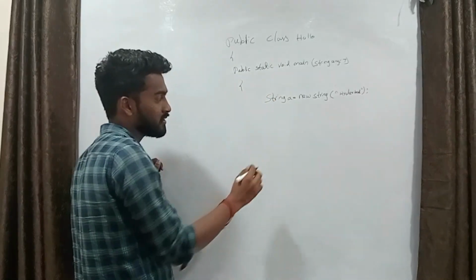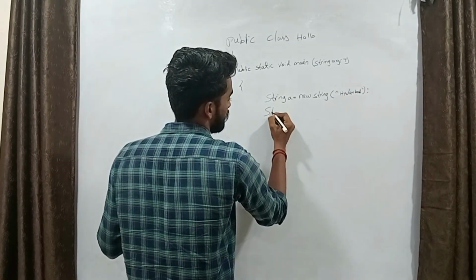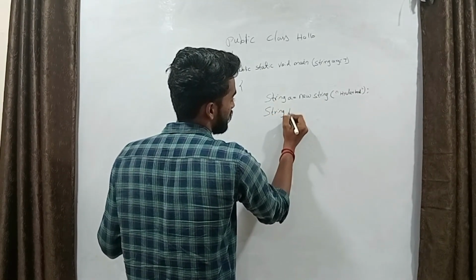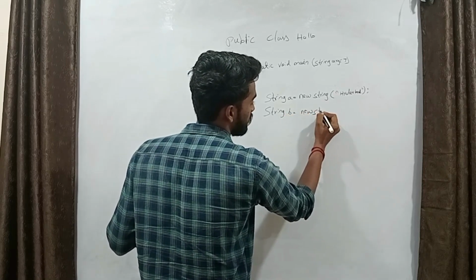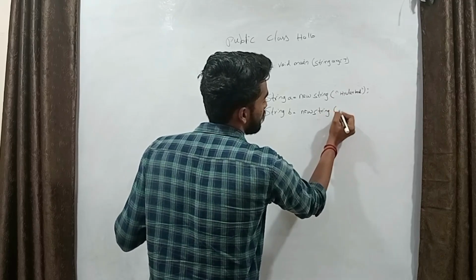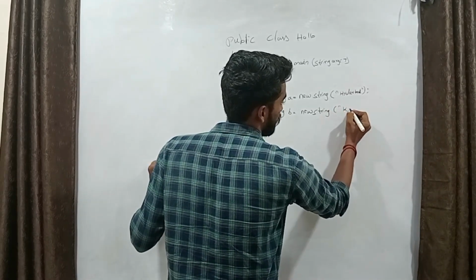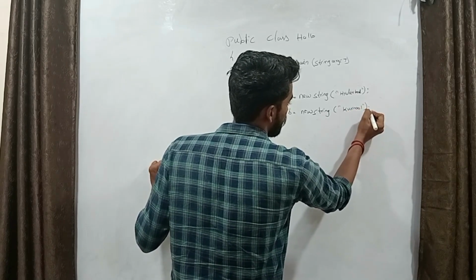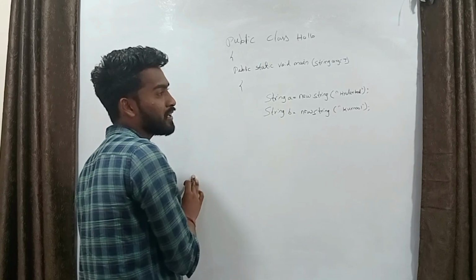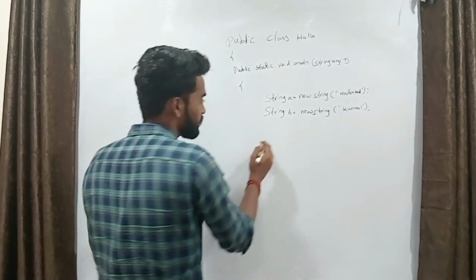And I am taking another string, creating another object. String B equals new String. Here I am taking Kurnool. Now I am printing this with this object.